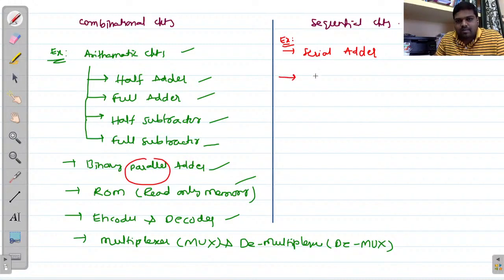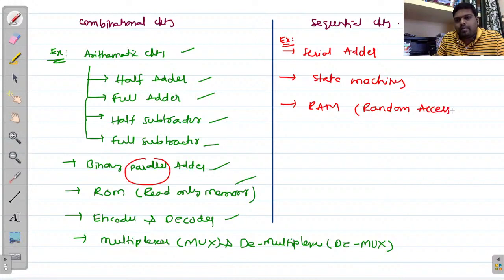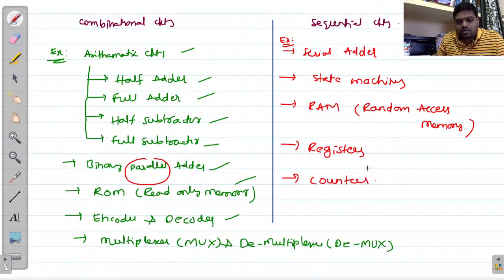And the next example, that is state machines. And the next one, RAM, random access memory. And the next one, registers, registers and counters, and sequential generator.